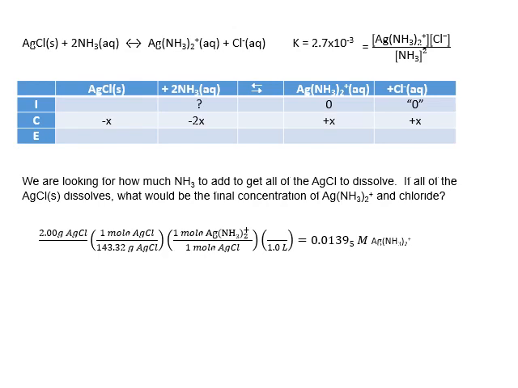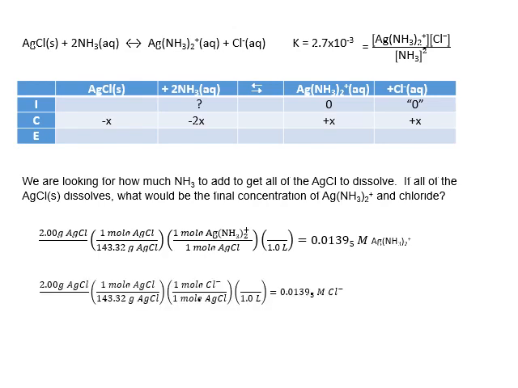We can do a similar calculation to show the concentration of chloride ion. Notice that since equal moles of the silver complex and chloride are produced in the above reaction, we should get the same result. And in fact, we do. We can put these values into the equilibrium row of our table.